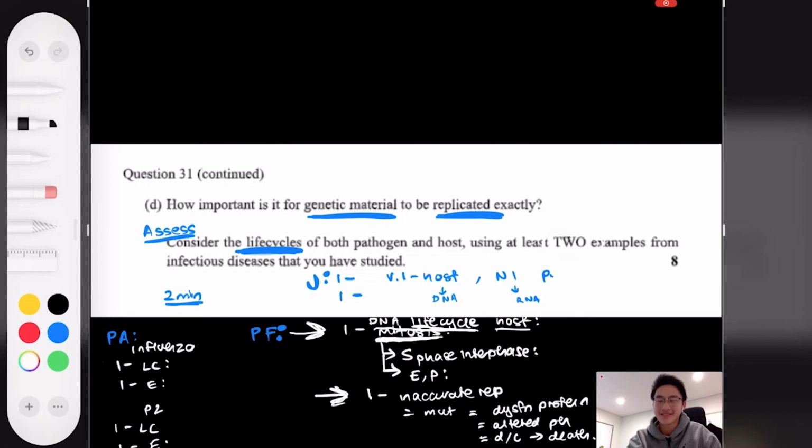Does that make sense to all of us? It doesn't need to be that clean, but as long as you mention that two things are happening, there's DNA replication and there's translation of the viral RNA.